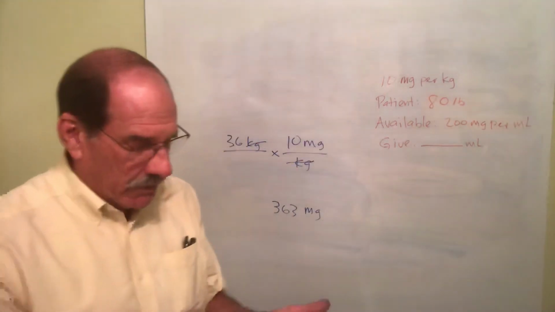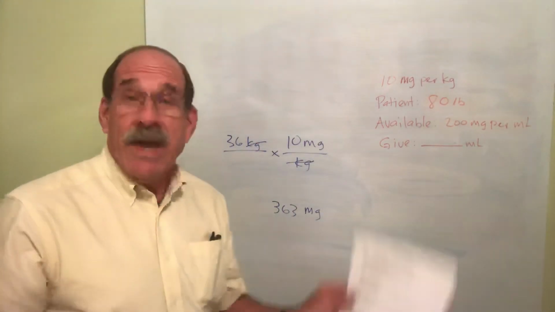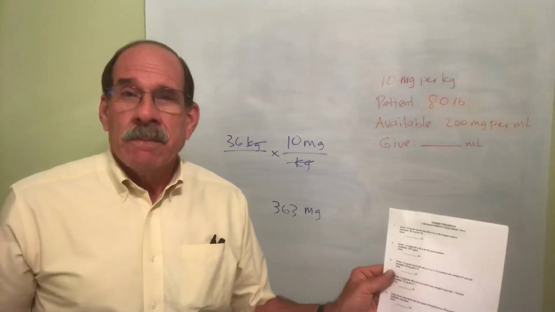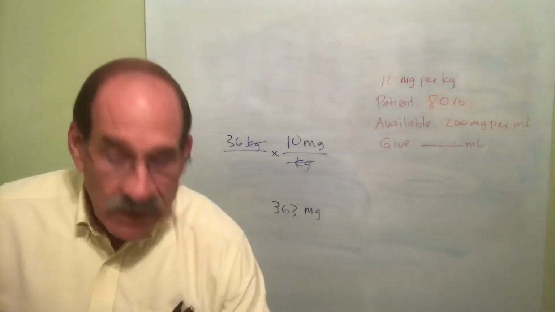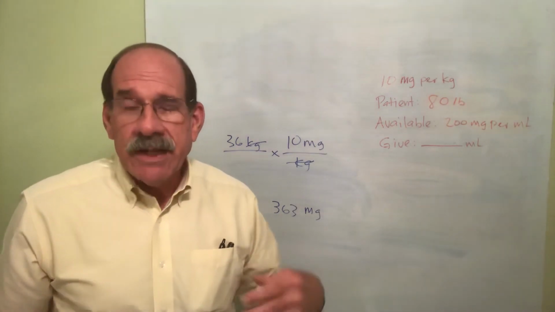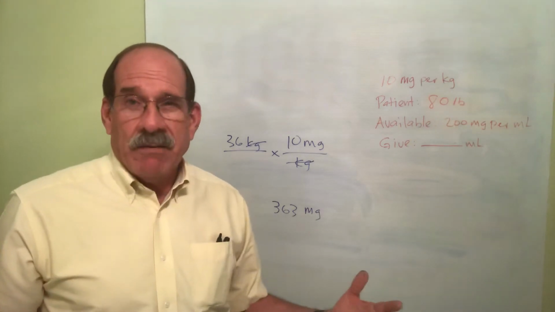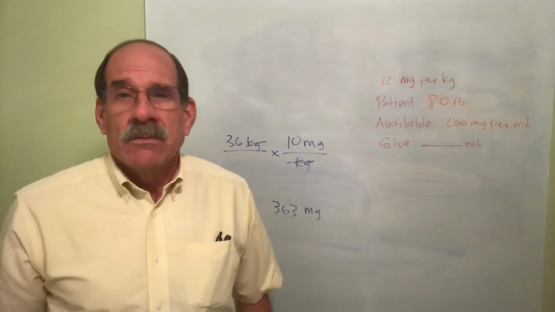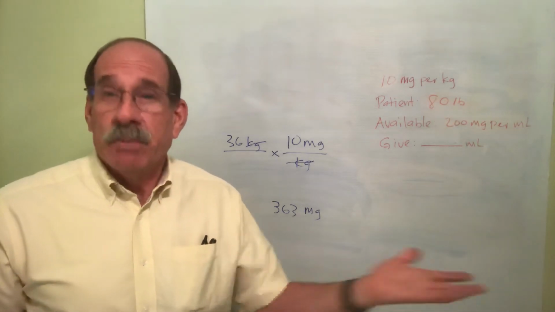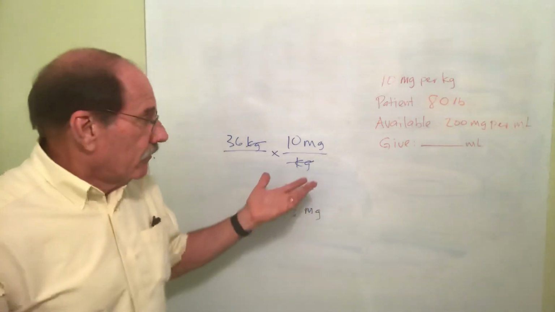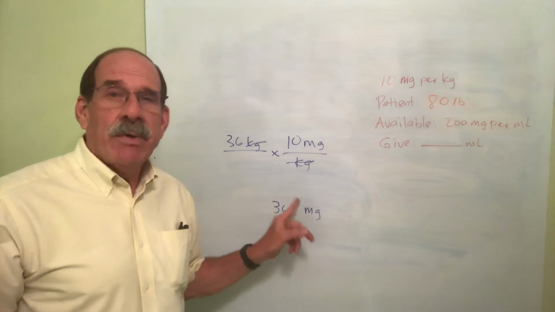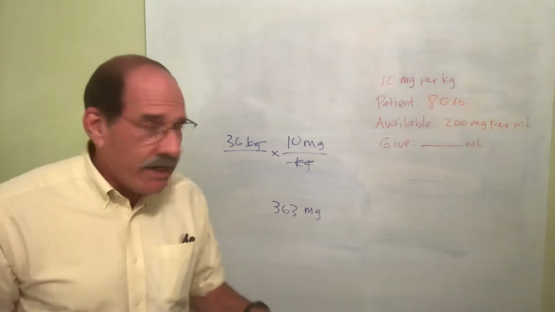It says Q8H. Well, of course, in the normal order, you'd have to know how often to give it. If the doctor said take 1,000 milligrams of Tylenol every 8 hours, it doesn't matter how many times a day or how often, you know that dose is 1,000 milligrams per dose. So this is just a per dose amount. If it doesn't say per day, it doesn't mean per day.